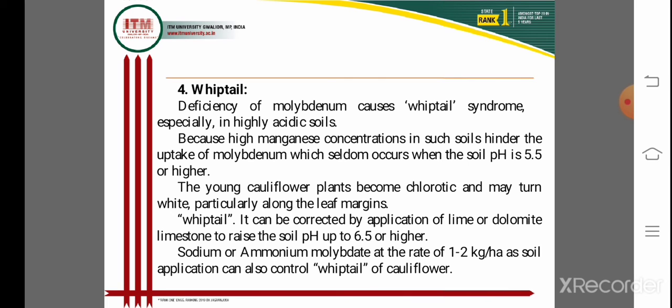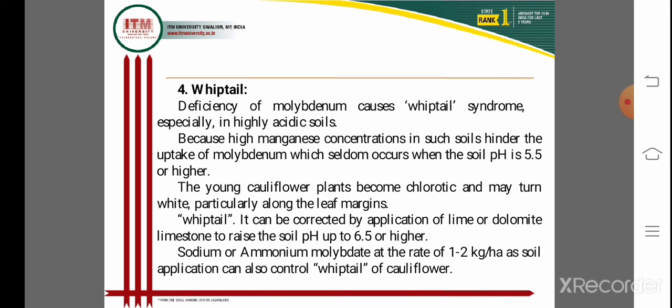Next one is whiptail, also a physiological disorder, caused by a deficiency of molybdenum, especially in highly acidic soils. It is a very dangerous disease in acidic soils because of the high manganese concentration in such soil. The uptake of molybdenum seldom occurs when the soil pH is 5.5 or higher.